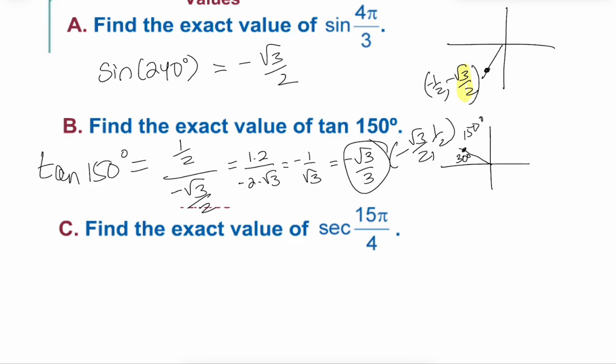Okay, let's talk about the secant of 15 pi over 4. Now, 15 divided by 4 is 3.75.